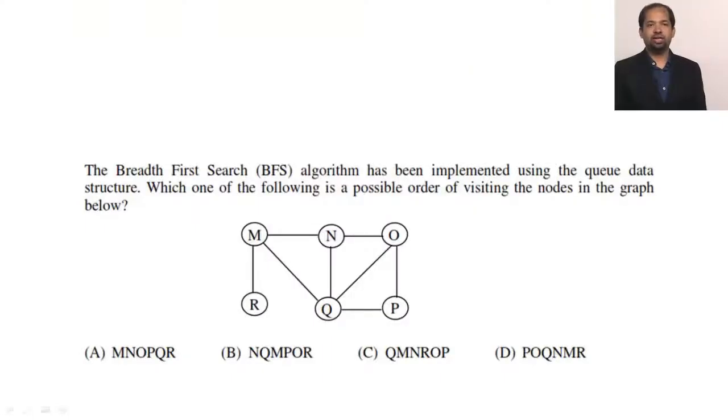So now this question is about BFS. There is a graph given, and it is asked that BFS is implemented using a Q data structure. Which one of the following is a possible order of visiting the nodes in a graph using BFS? So let's start.